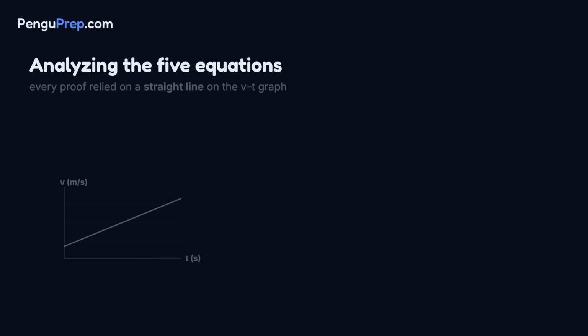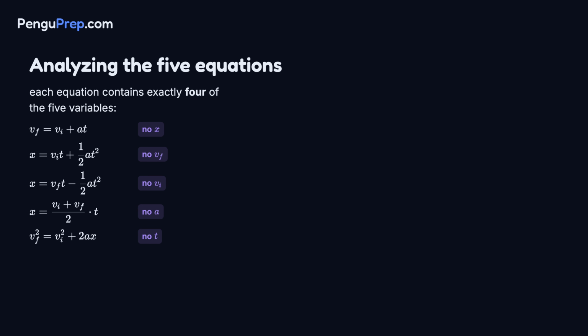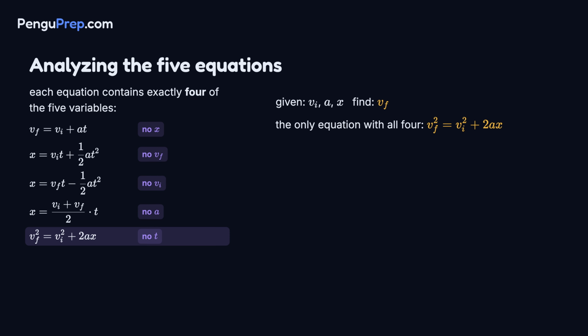The second thing you should know is that each equation contains exactly 4 of the 5 variables. And this is important because it means that by knowing 3 variables, we can solve for an unknown 4th. However, you must choose the right equation, because if you don't, you might not be able to solve the problem. If a problem gives you the initial velocity, acceleration, and displacement and asks you for the final velocity, then the only equation you can use is vf squared equals vi squared plus 2ax.